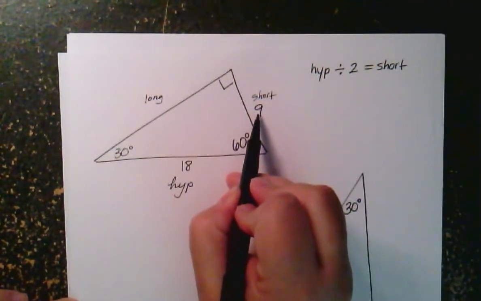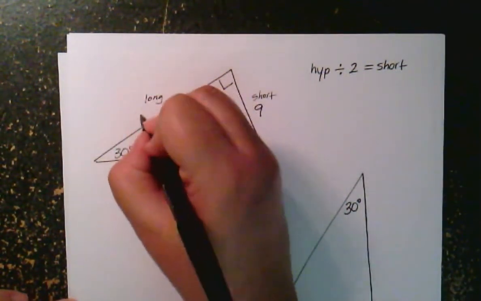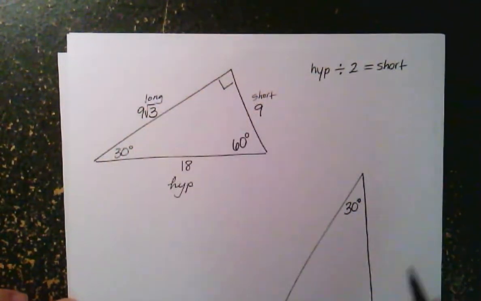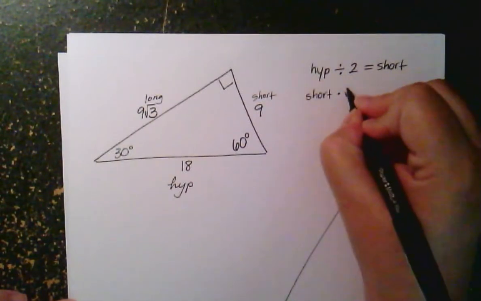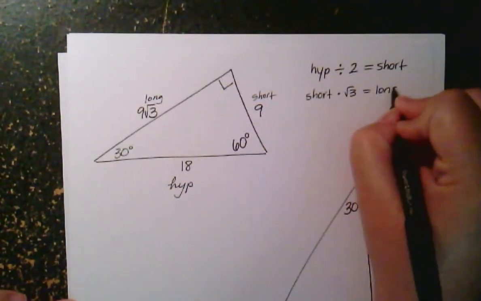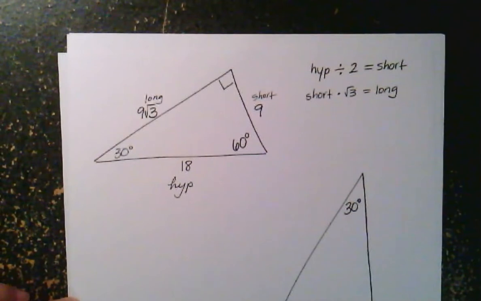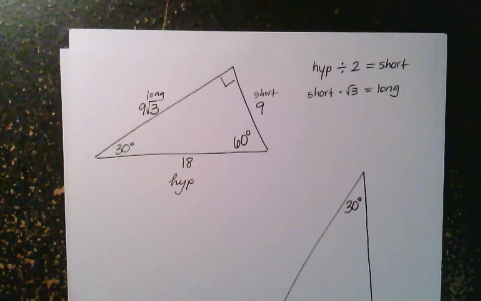And then the short leg times square root of 3 gives me the long leg. So that's the long leg. Short leg times square root of 3 equals the long leg. All right, so that's another way of writing out those rules.